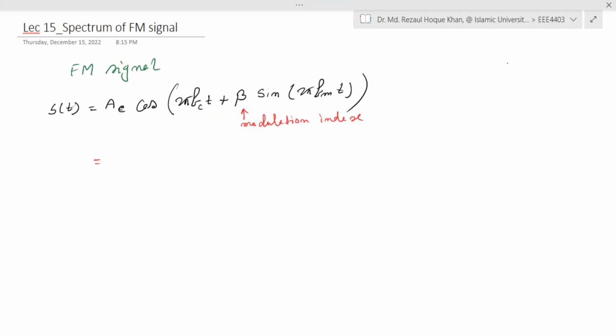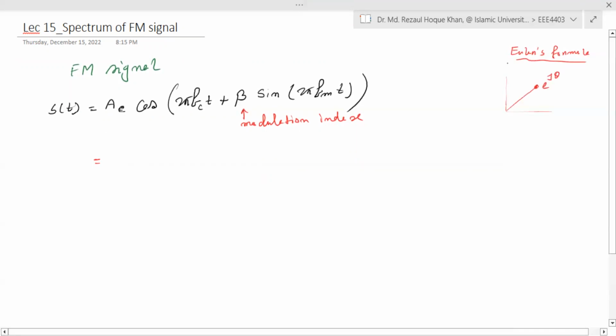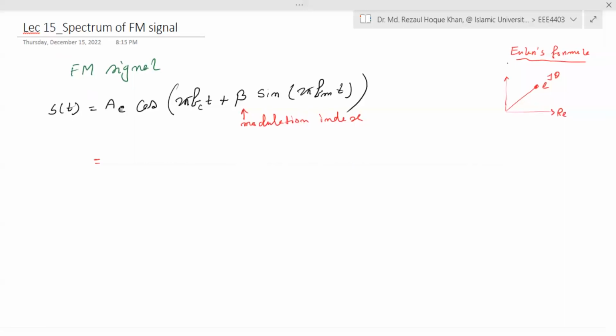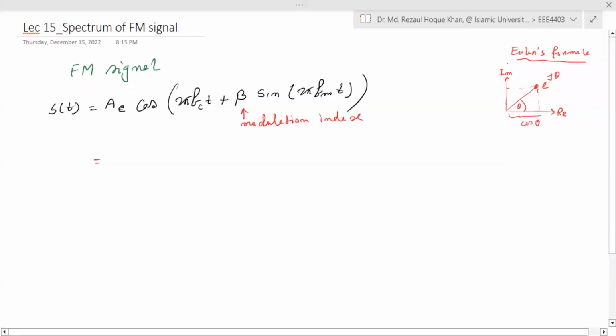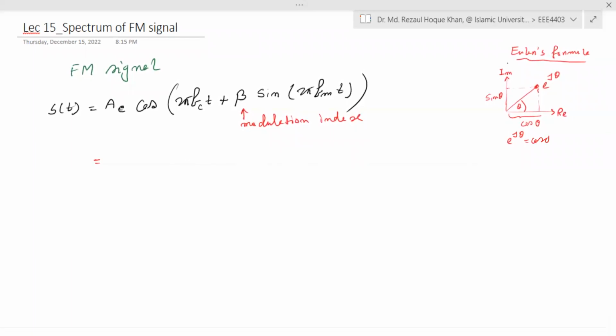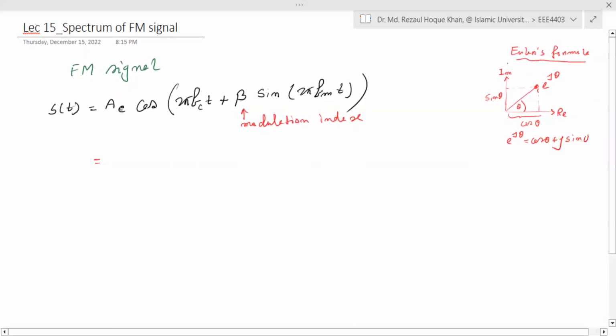So from Euler's formula, you know it, what is the formula of e to the power j theta? If this is the real axis and this is the imaginary axis, this is cos theta, where this angle is theta, and this amount is sin theta. We know e to the power j theta equals cos theta plus j sin theta, because this is the imaginary component and this is the real component.